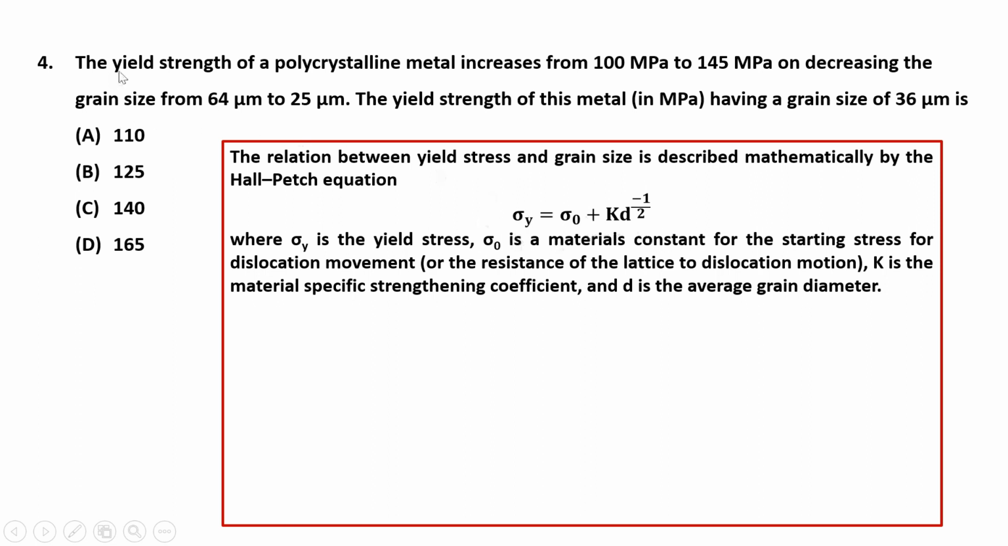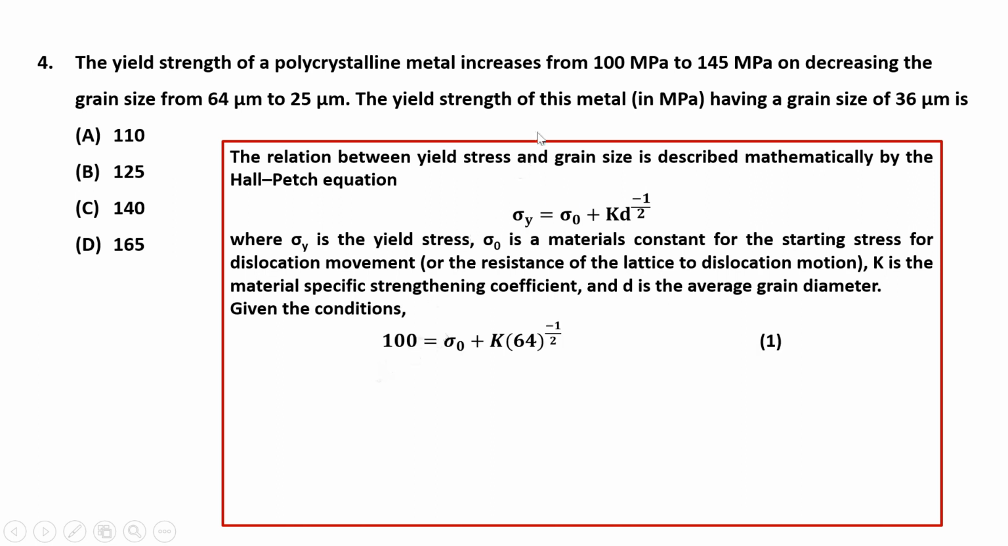So from this equation, a value 100 is given, a value 145 is given, and a value 64 is given, and 25 is given. So if you see, it can be put into the form of two equations which can be solved. So how we will be doing?